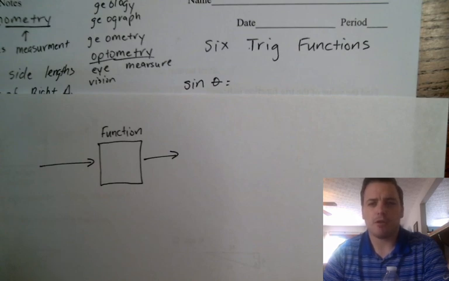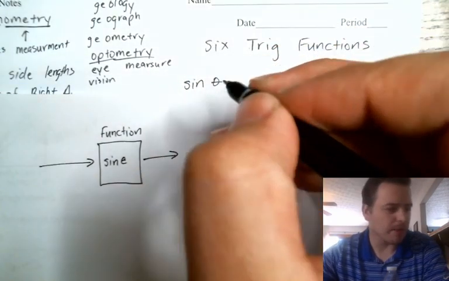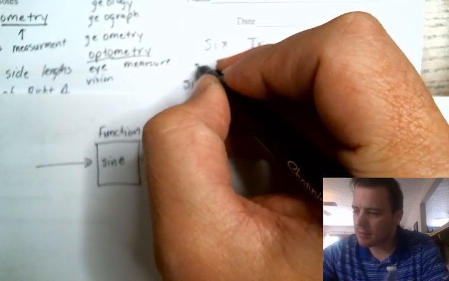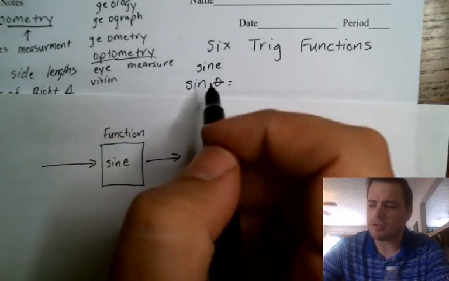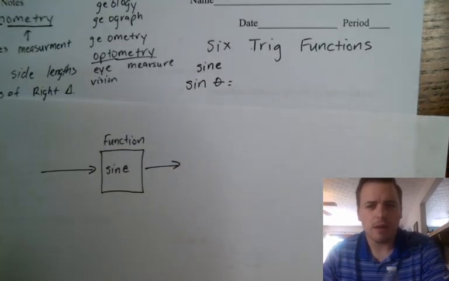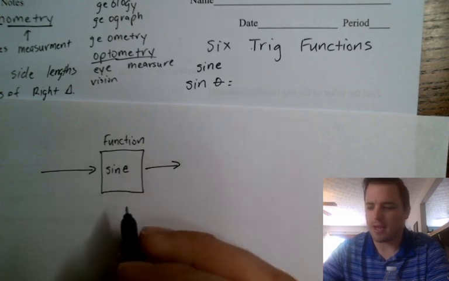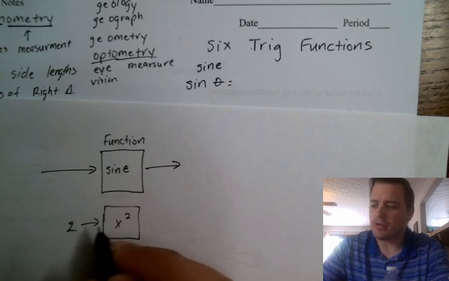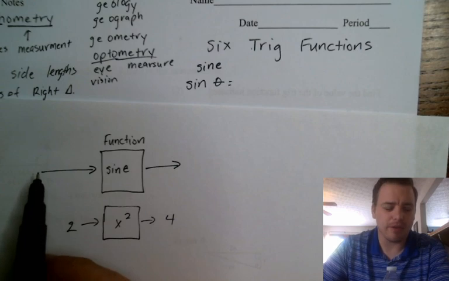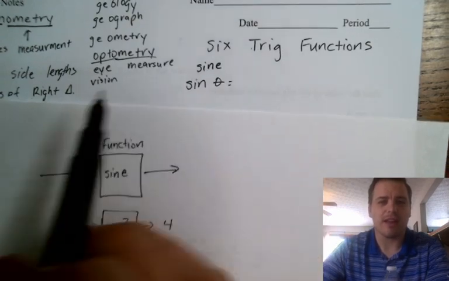So sine of whatever you're looking for, if your function is sine. Sine is actually spelled with an E, but we use the abbreviation S-I-N. We still say sine, not sin. So sine is simply a function. You put something in, you get something out, just like x squared is a function. You put a 2 in, you get a 4 out. You put a number in for sine, you're going to get something else out. These are just functions that have been created.